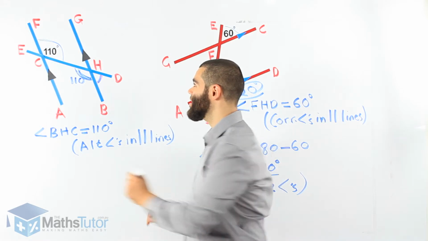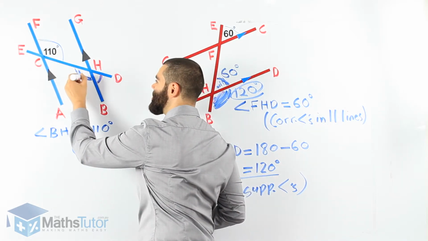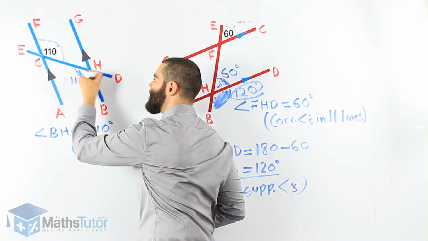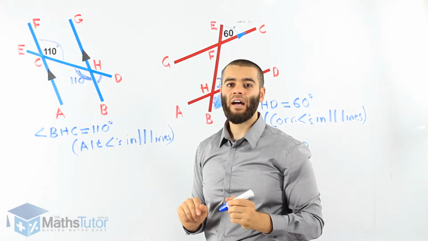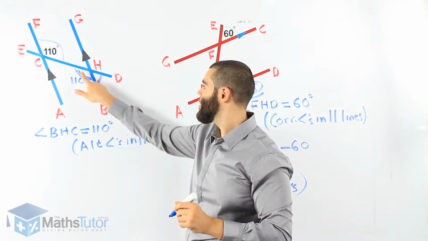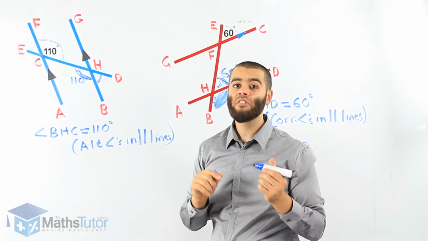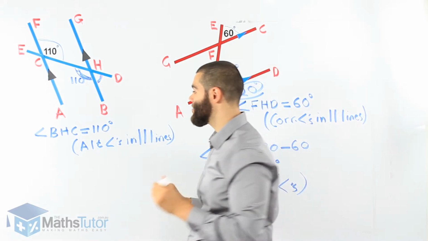We know straight away these are supplementary. This angle here and that angle there, they are sitting on a straight line. That means they are supplementary. This angle and that angle are supplementary. They add up to 180 degrees. Supplementary angles add up to 180 degrees.